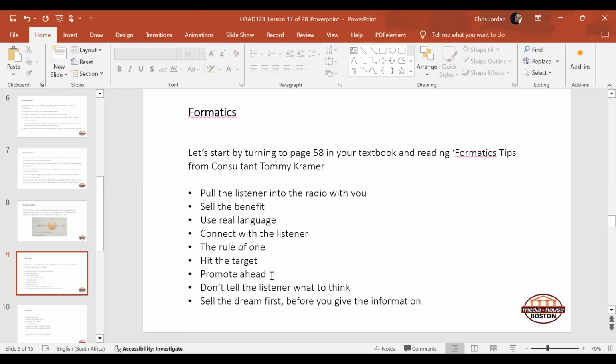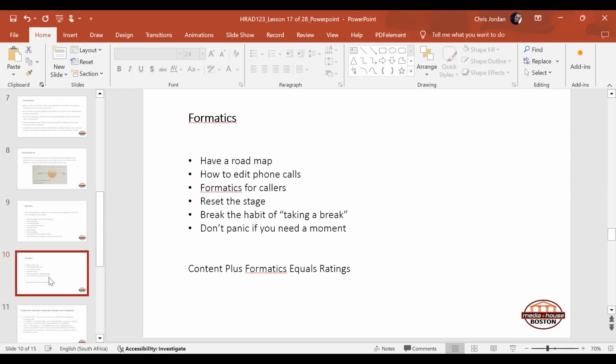Promote ahead, so tease definitely, and don't tell the listener what to think ever, ever. Don't tell them that they have to like the song, or that this is an artist they must follow, or whatever it is. Your opinion matters, but it doesn't matter much. Sell the dream first before you give the information, almost like that promise. Have a roadmap, so again, prep, know exactly where you are going.